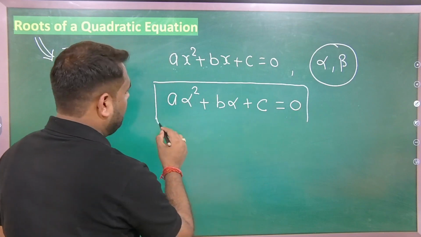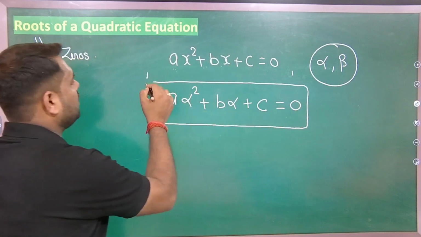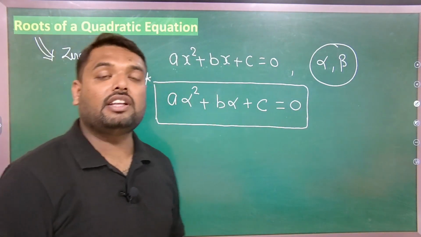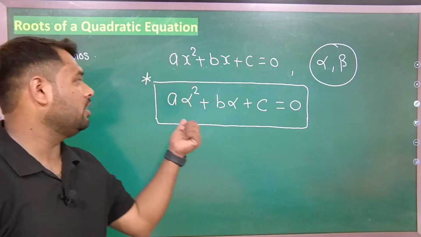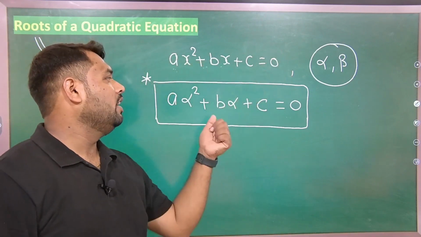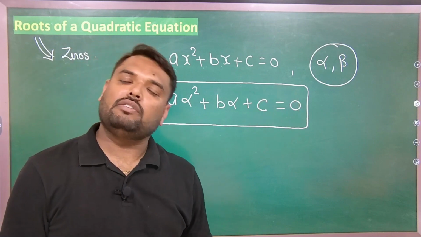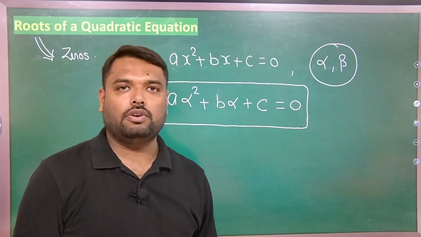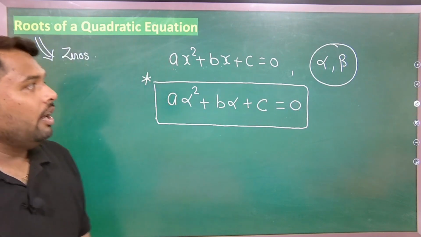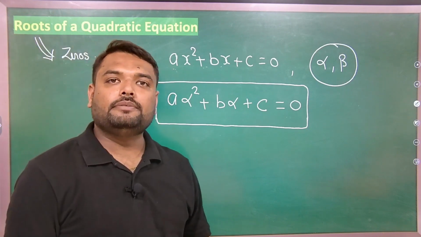Okay, if alpha is a root, then this will be the result. Or if you have to check whether alpha is a root or not, then you have to check by putting x as alpha. If you are getting the result as 0, then alpha will be its root. Okay, got the point?